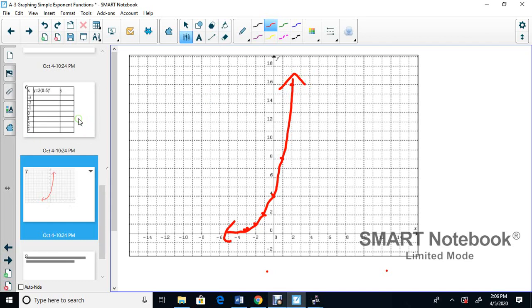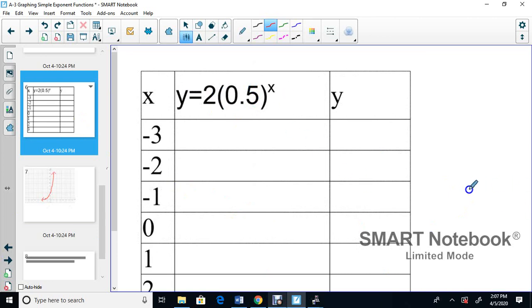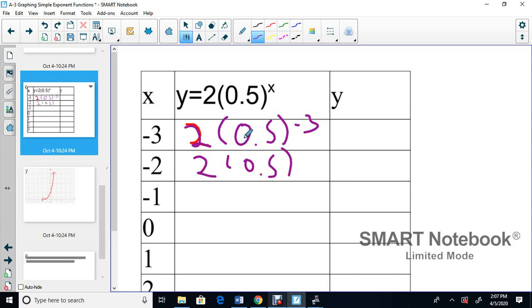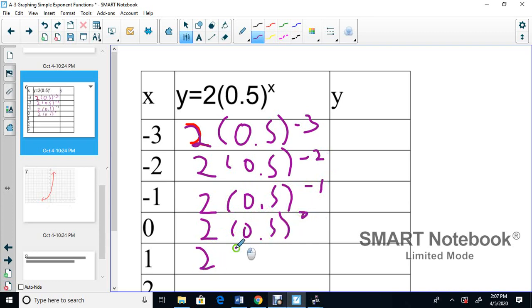So let's go to the second table and fill it in. This time we got 0.5. I think the graph's going to go the other way. So we got 2. Oh, we're going to use a different color. So we'll match it. We'll do purple maybe. So we'll go 2 times 0.5 to the negative 3. Then we'll go 2 times 0.5 to the negative 2. Okay, 2 times 0.5 to the negative 1, 2 times 0.5 to the 0, 2 times 0.5 to the 1.